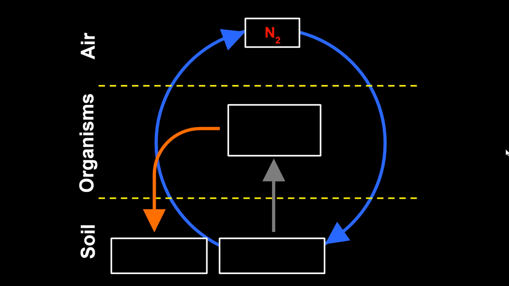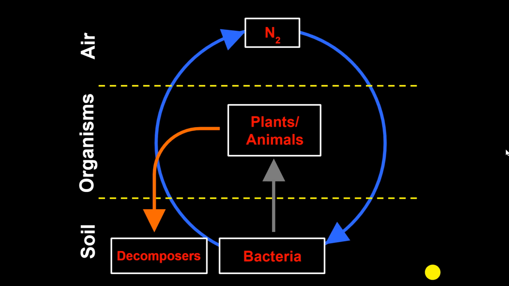So in this case, nitrogen in the air is N2. And again, plants and animals cannot use that directly. These bacteria have to transform it first. Then plants can take that out of the soil, and then that can enter the food chain in that way. Decomposers put it back into the soil for other plants, and then bacteria release it back into the air.